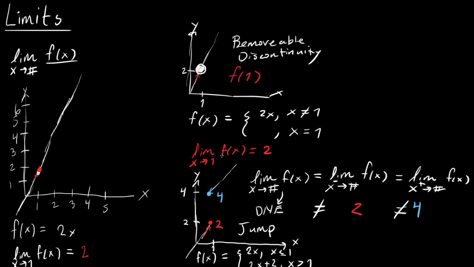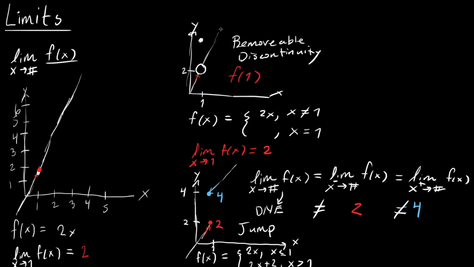Another thing I want to clarify is, let's say that for the removable discontinuity, there's a hole here, right? There's nothing here. But then you add another dot here. Does this mean that the limit changes at all? No, the limit doesn't change. It's still 2 for this function. Adding this just means that the function is defined for x equal to 1. Before, the function was not defined.